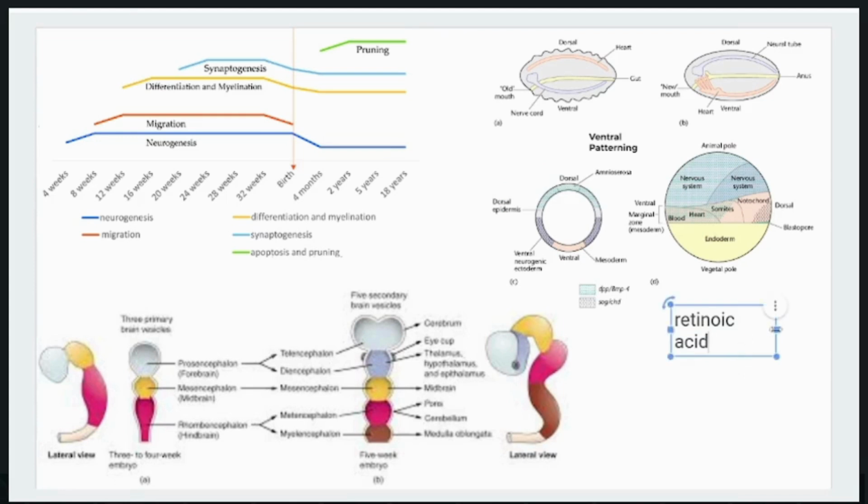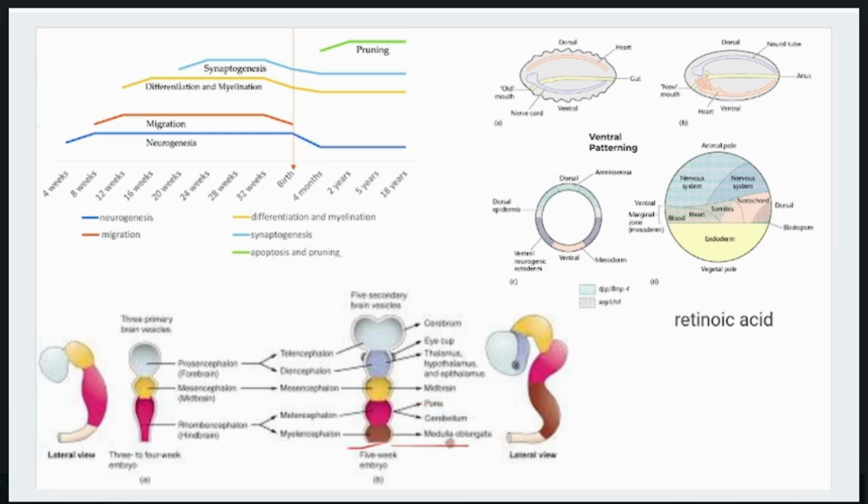The anterior part of the neural tube expands to form three primary brain vesicles: the prosencephalon, or forebrain, which further divides into the telencephalon, the cerebral hemispheres, and the diencephalon, which forms the thalamus and hypothalamus. The mesencephalon, or midbrain, remains undivided and forms the midbrain. The rhombencephalon forms the hindbrain, which divides into the metencephalon, forming the pons and the cerebellum, and the myelencephalon, forming the medulla oblongata.